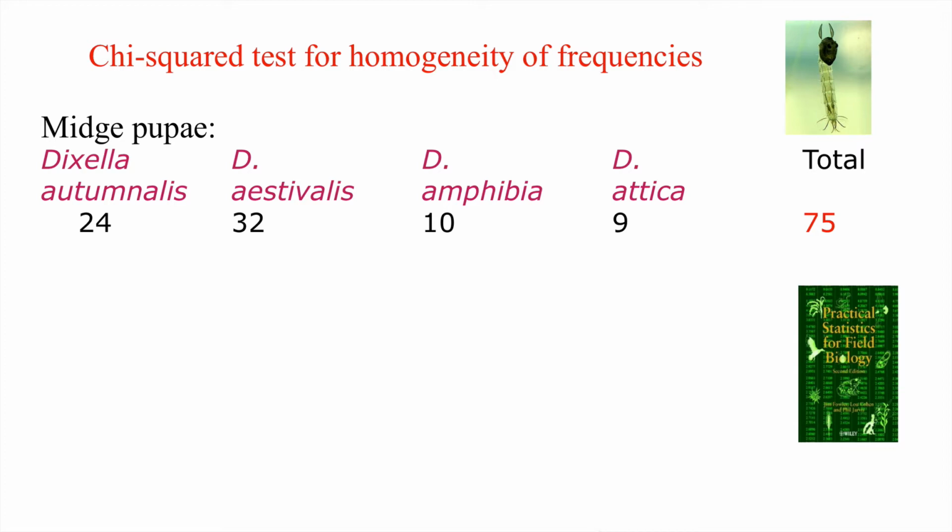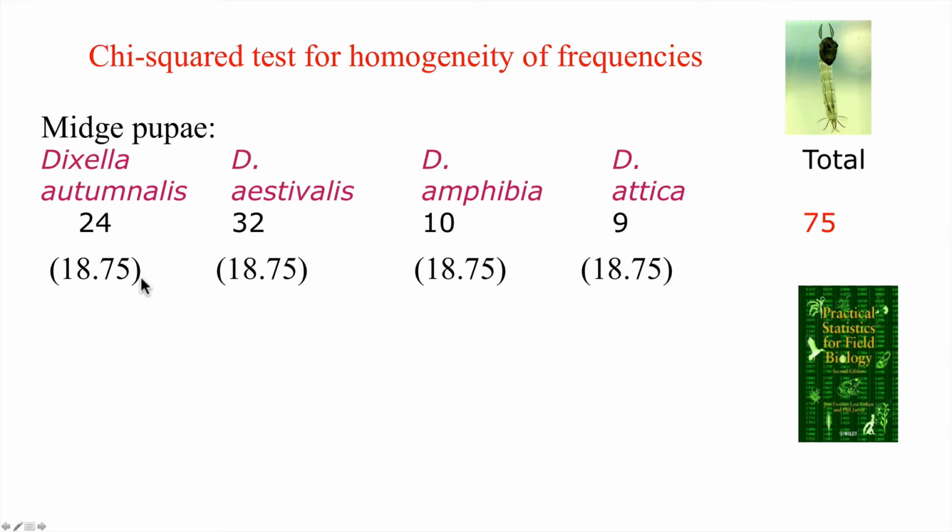Well, the expected frequencies of these midge pupae species, if indeed they were homogeneously distributed, i.e. they were all equal proportions, is that total number of observations divided by 4, i.e. 18.75 in each of these cases. So here we have our observations, and here we have the expectations following the hypothesis of homogeneity of frequencies. It doesn't matter at all that the expectation is fractional. This just arises out of dividing this number 75 by 4.